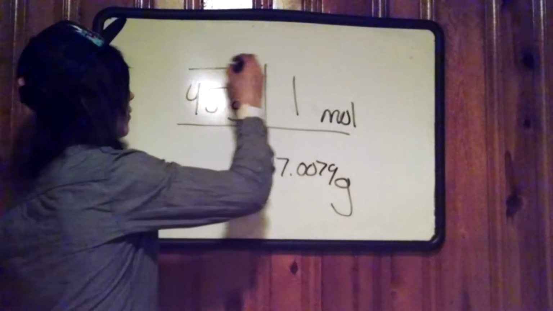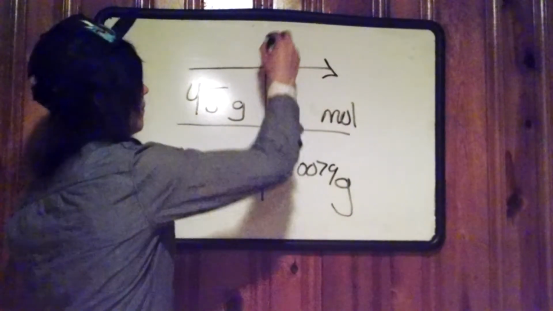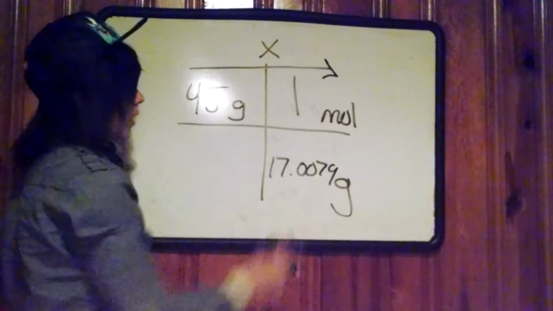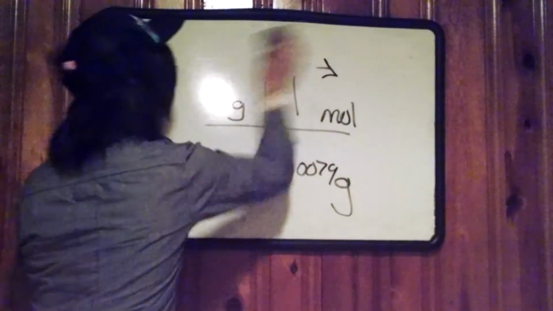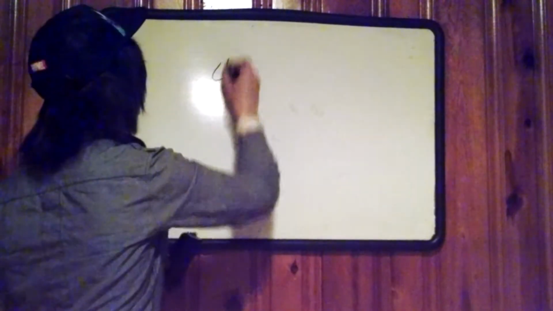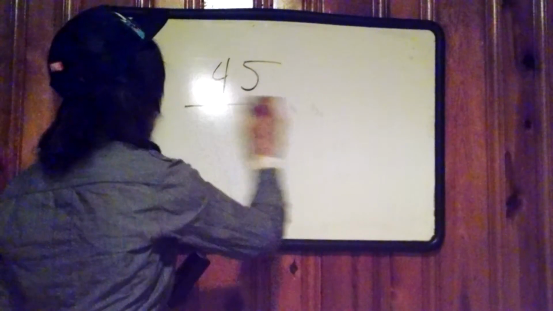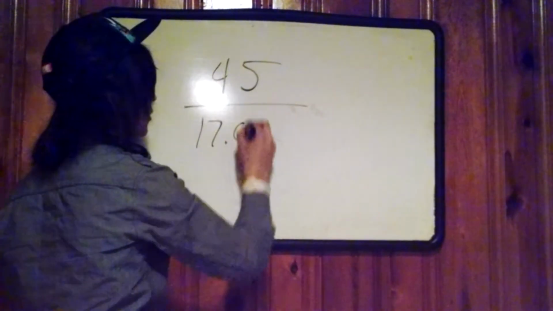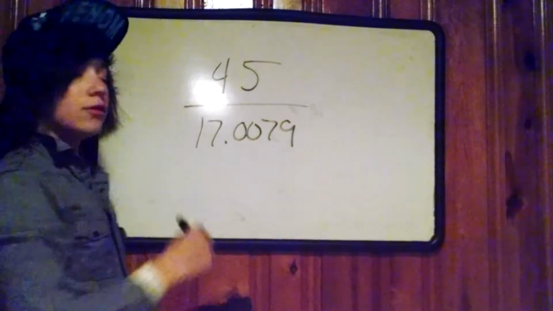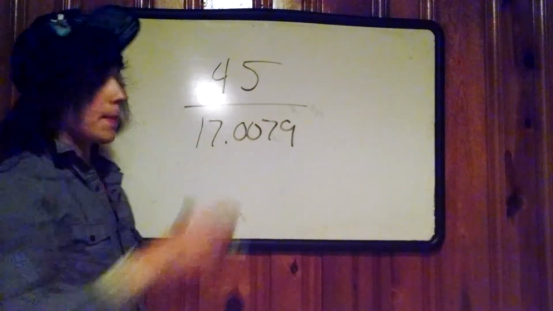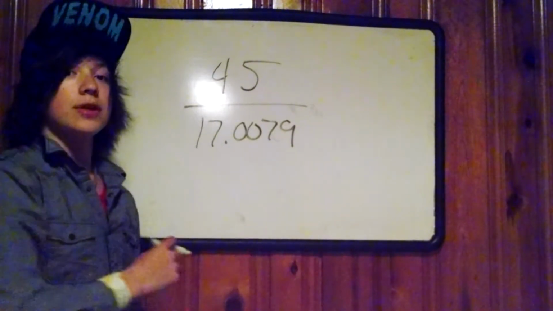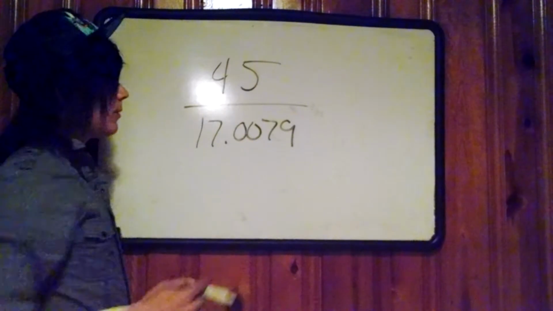So, first step we do is we multiply across. So we multiply 45 by 1 to get 45, because anything times 1 is itself. Easy enough? So we have 45 now over 17.0079. The grams canceled out in the previous step. Canceled out grams, converted to moles, and now we're dividing to get the correct calculation of how many moles are in 45 grams of nitrogen.